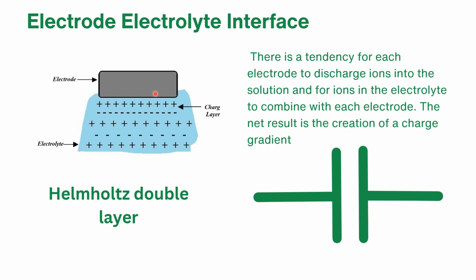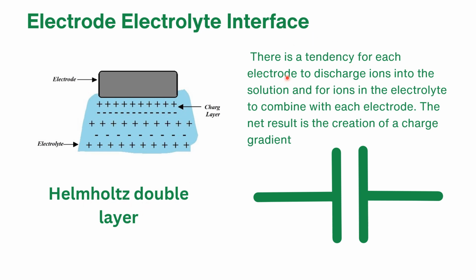So now if you look at this, you can see that this setup, the positive here and then negative here, it will be like two parallel plates separated by a dielectric medium, right? So we can consider this setup as a capacitor, right? So this was actually learned by Helmholtz, and he named it the Helmholtz double layer.